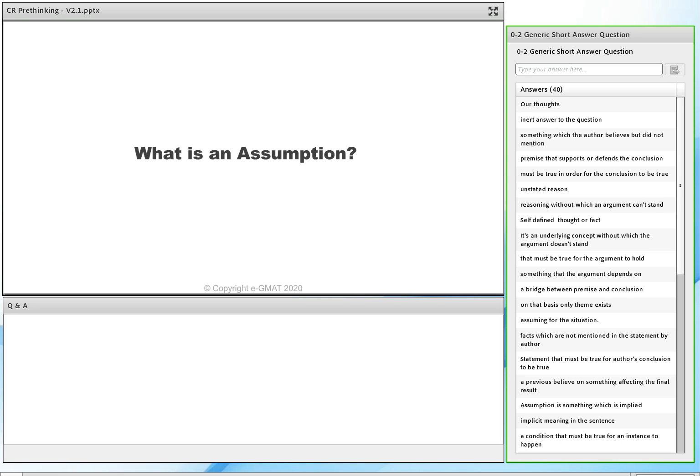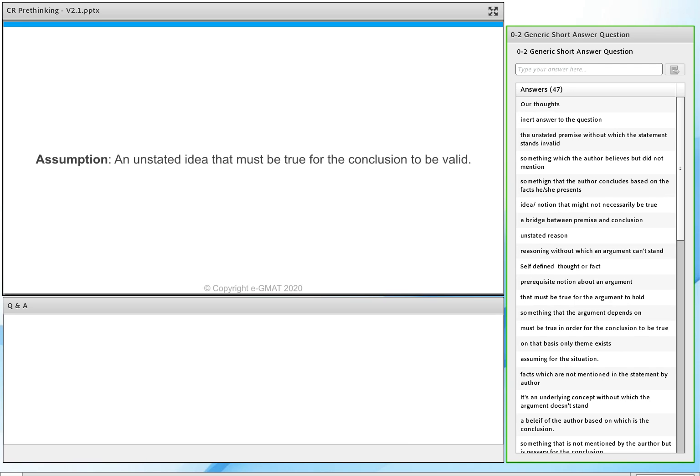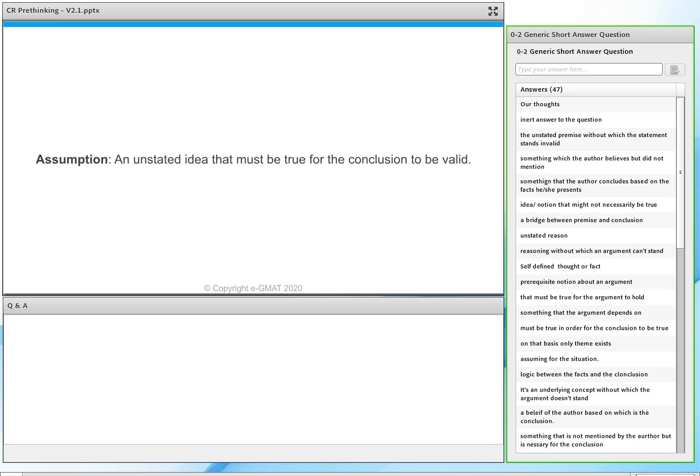Assumption is something which is implied, an implied notion that must be true for the conclusion to hold true, the idea that the author surely thought. It's an idea or notion that might not necessarily be true. So an assumption is an unstated idea, and some of you have gotten this right, that must be true for the conclusion to be valid.